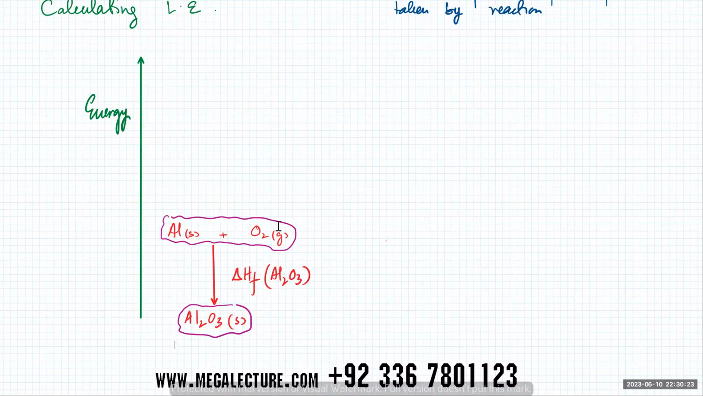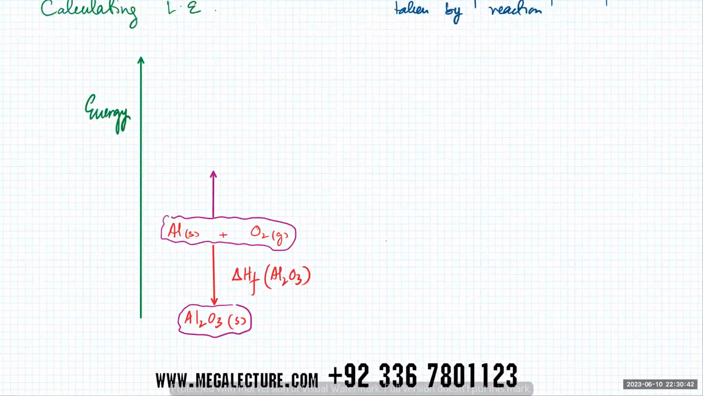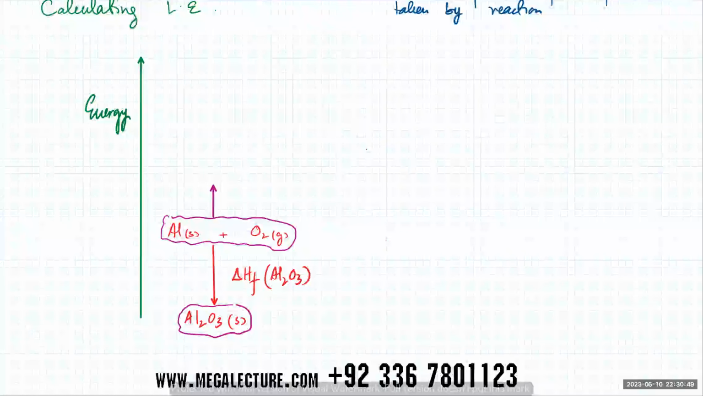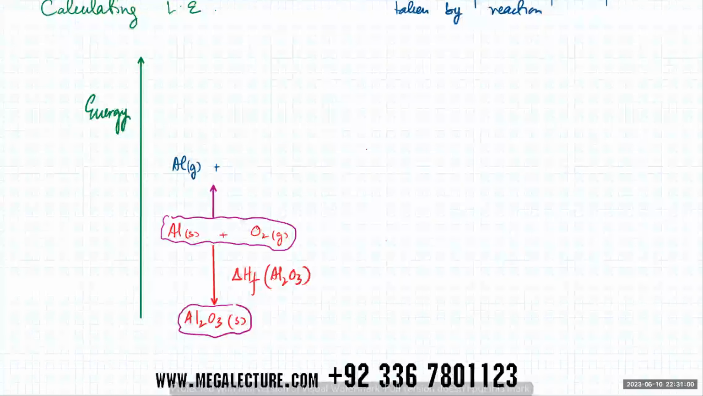So starting from elements, how do you make an ionic lattice? What are the steps? There are a couple of steps. First you're going to atomize them, breaking the bonds that they have. You can do that in one step or in multiple steps. The first thing I'm going to do is atomize the aluminium. The O2, I'm going to keep as it is.